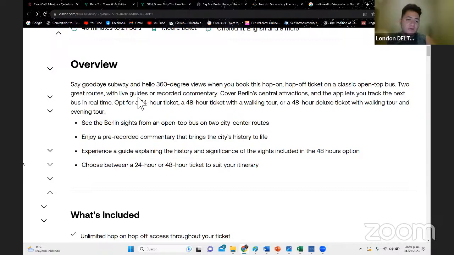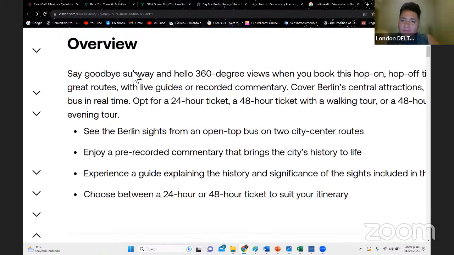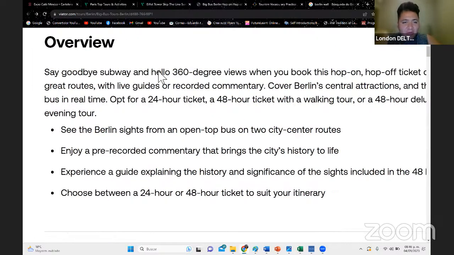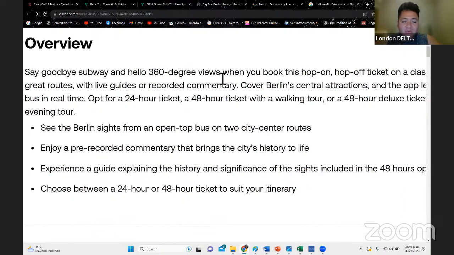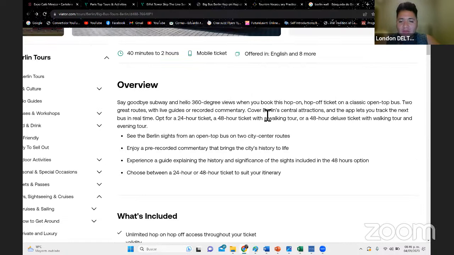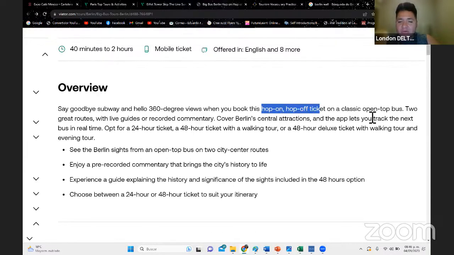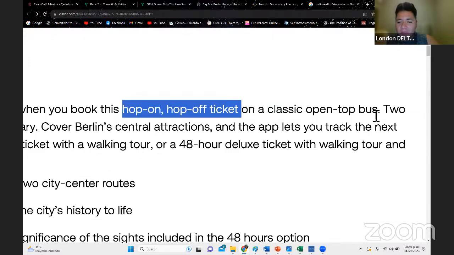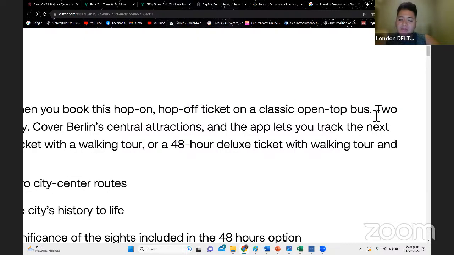Okay, thank you. So the words we see, right, is okay, dice, entonces dile adiós al metro, right? Hola, 360-degree views, las vistas de 360 grados. We already explained, right? The hop on, hop off ticket on a classic open top bus. Aquí tenemos prefijos, open top bus. ¿Qué quiere decir esto? Open top bus.